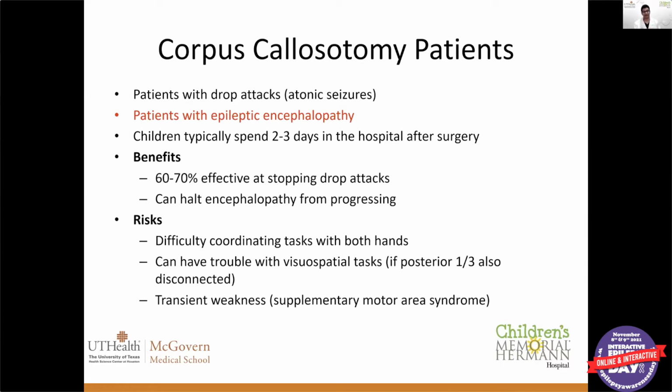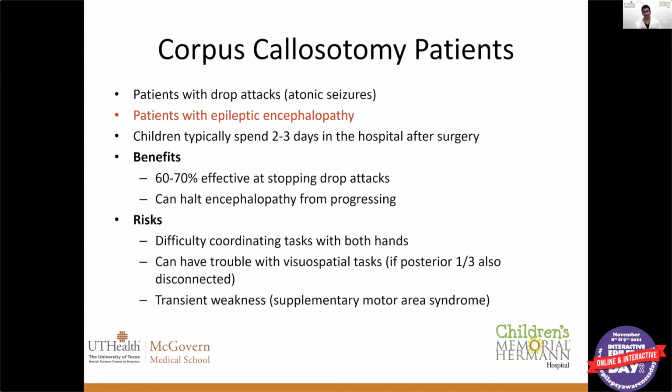The risks are, the older you get, the harder it is for you to tolerate coordinating between the two hemispheres. So doing what's called bimanual tasks, things together, where the hands work together. And then if you section the back third of the corpus callosum and you're older or an adult, there's a risk that you can have trouble with very complex visuospatial tasks, like closing your eyes and tracing a number on the hand.